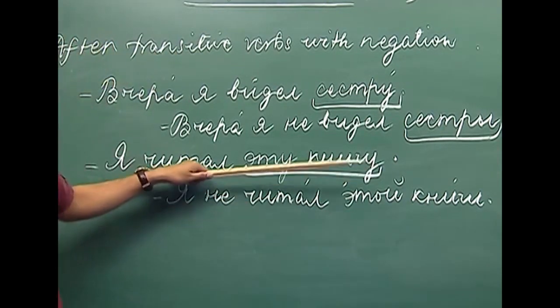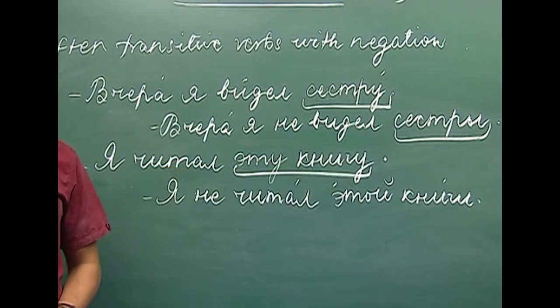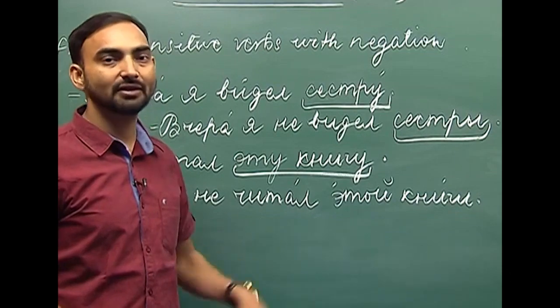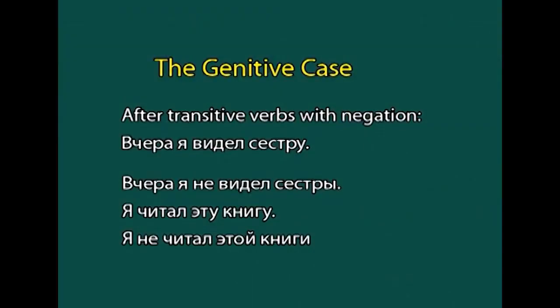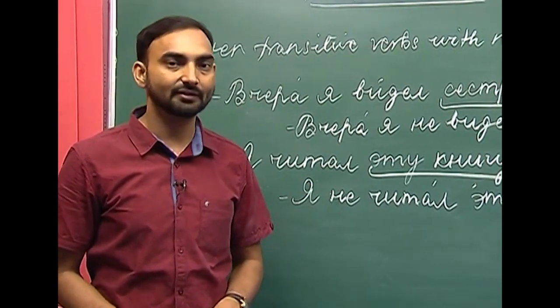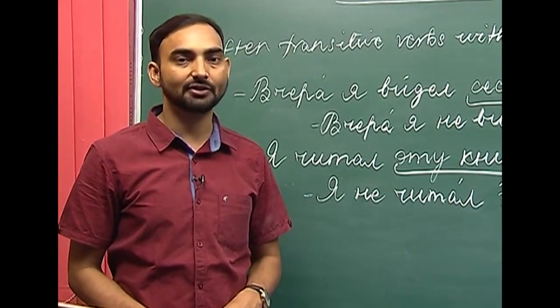knigi. So, in the first sentence we are using the accusative case to show the direct object, and here we are using the genitive case to show the negation. So, where do we use the genitive case? The first use is possession, the second use is negation. Now, we will move on to the third use.